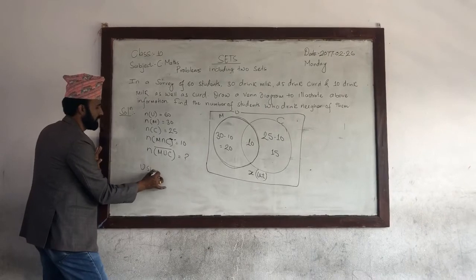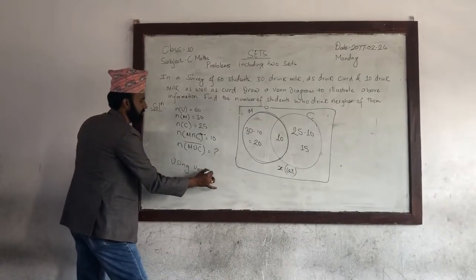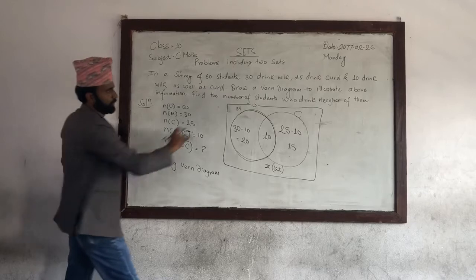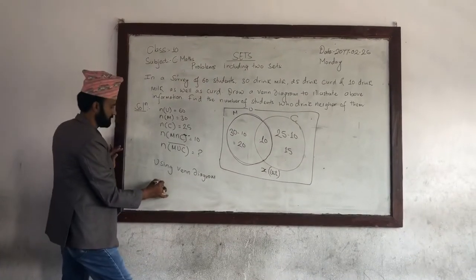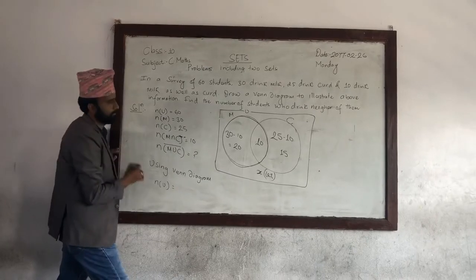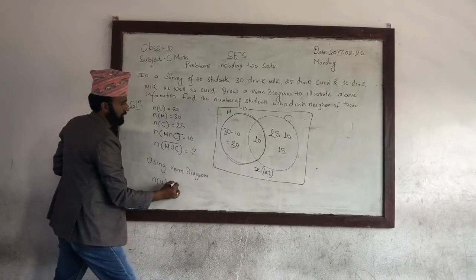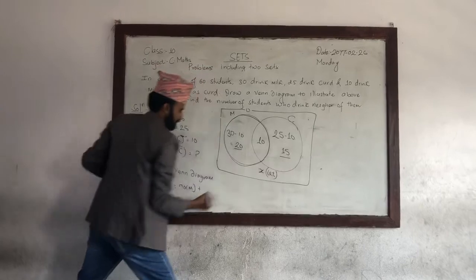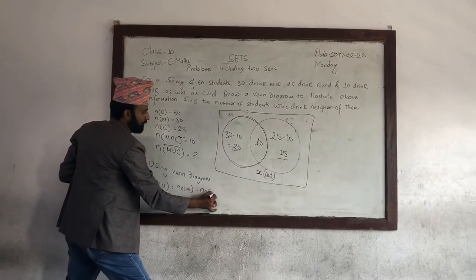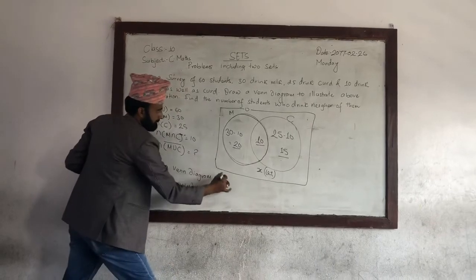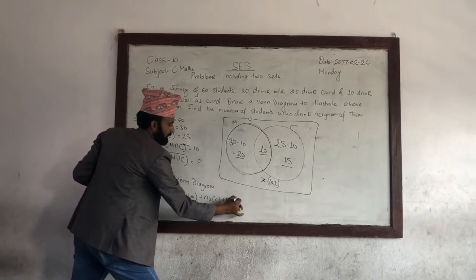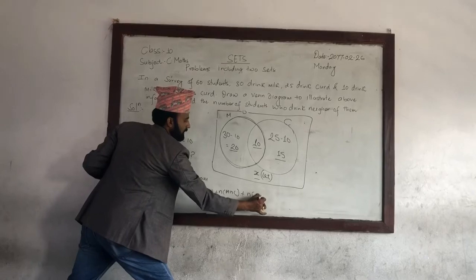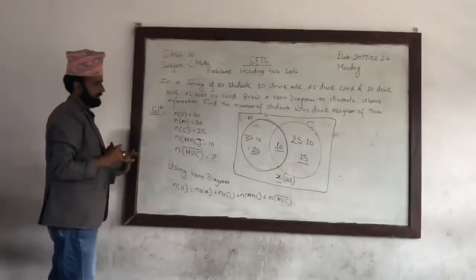Using Venn diagram, n of U, total number of students. n of U is equals to this, only milk plus only coffee plus milk intersection coffee plus this, and milk union C complement. And just put the value of them.